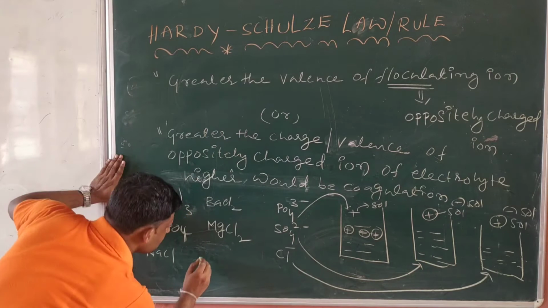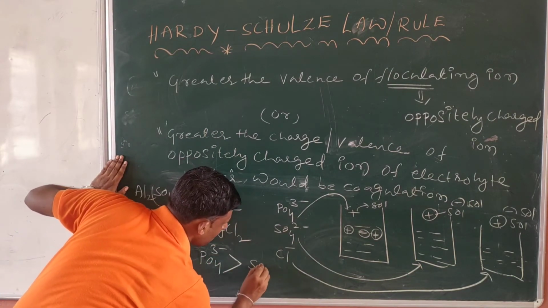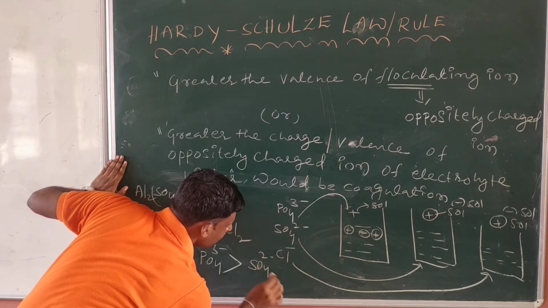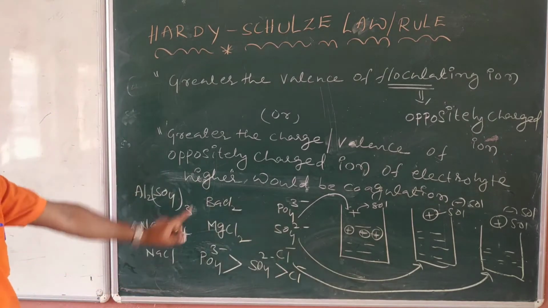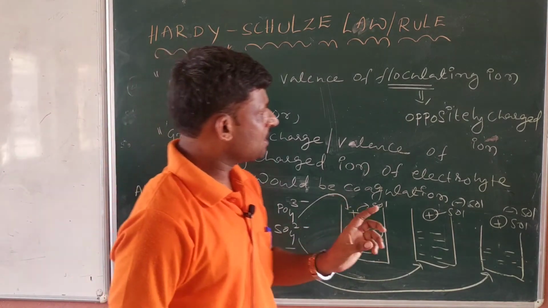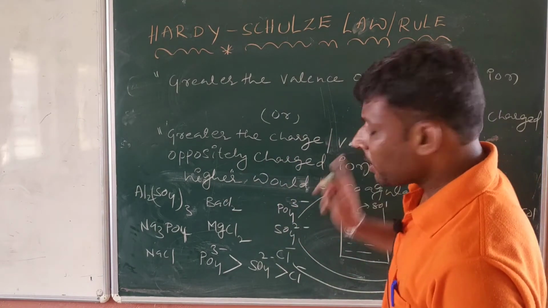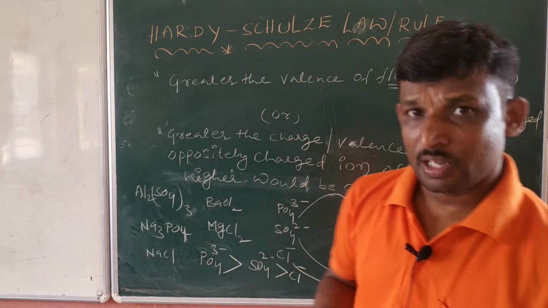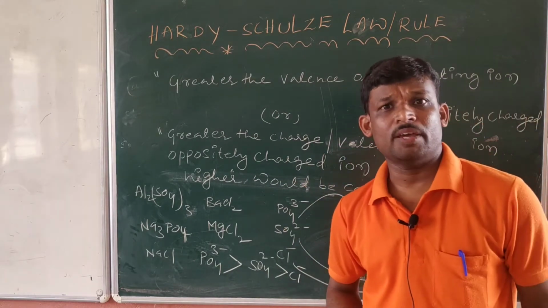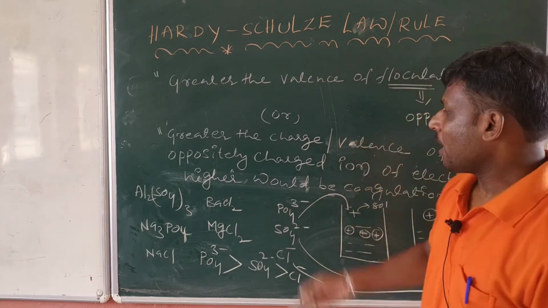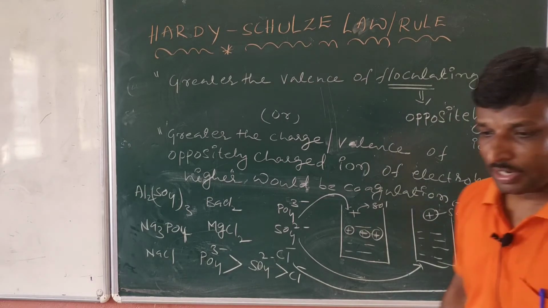How will we write it? In this case PO4 3 minus is greater than SO4 2 minus, which is greater than Cl minus. So this is the Hardy-Schulze law, a very easy law. The coagulation depends on the flocculating ion. The flocculating ion with the higher valency gives higher coagulation.